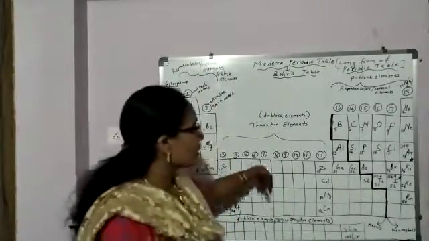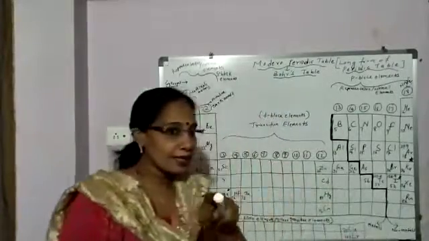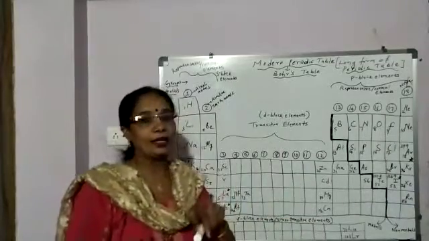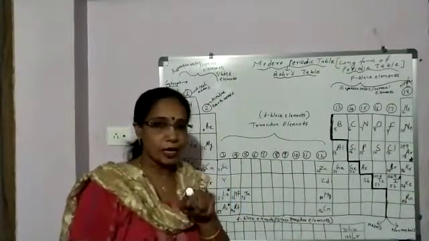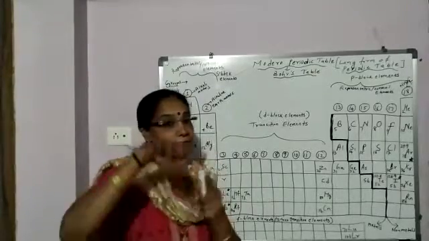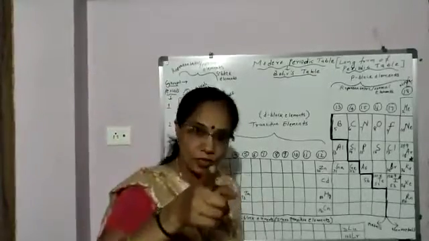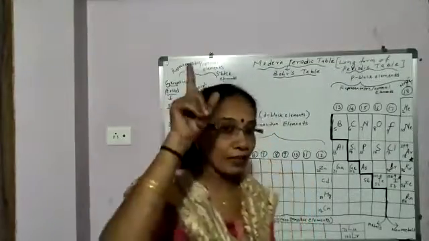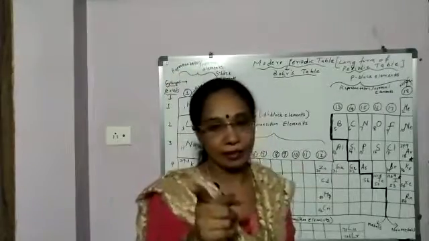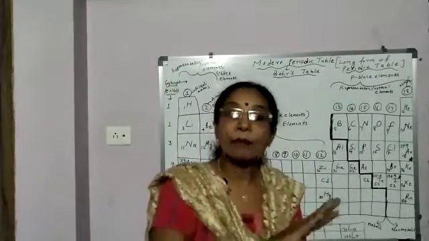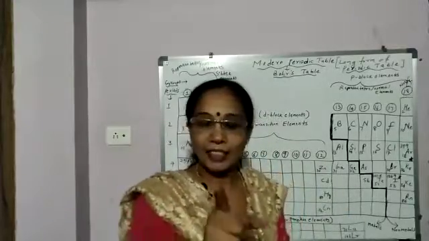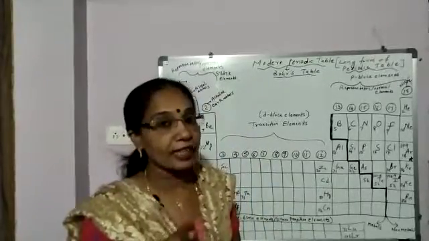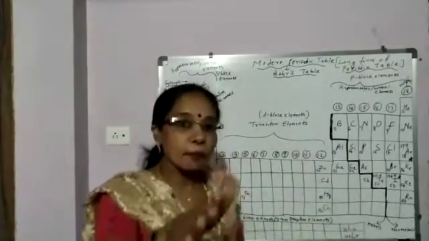So, what are groups? Vertical columns in the periodic table are called groups. What are periods? Horizontal rows in the periodic table are called periods. So, in the modern periodic table, how many groups? 18. How many periods? 7. And in Mendeleev's periodic table, how many groups? 8. And how many periods? 7. Same. But in Mendeleev's periodic table, group 1 to group 7 were subdivided into subgroups A and B. The 8th group was not subdivided into subgroups.